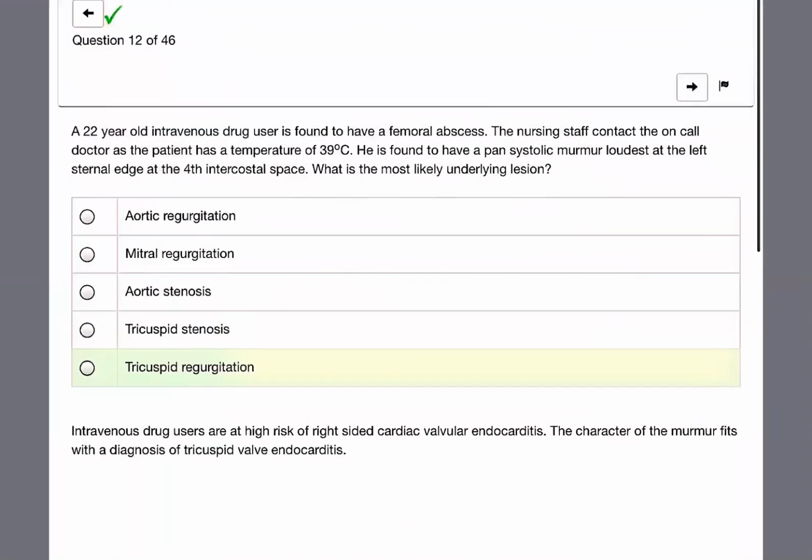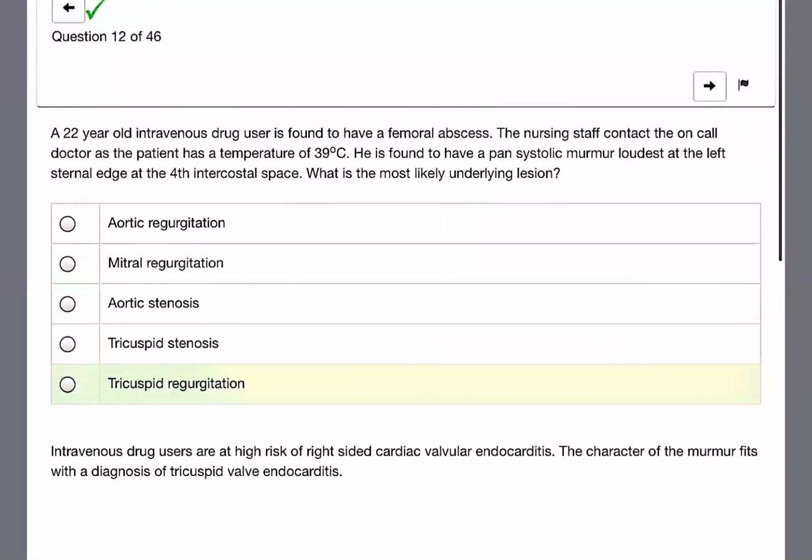Okay, again. Here is the nursing staff, history of operation. He found a pansystolic murmur. Where is it? Left sternal angle, fourth intercostal space. So it is on the tricuspid area. This is systole. Normally the tricuspid should be closed and shouldn't pass any blood. But I can hear a murmur, so there is some defect, some regurgitation happening in it.